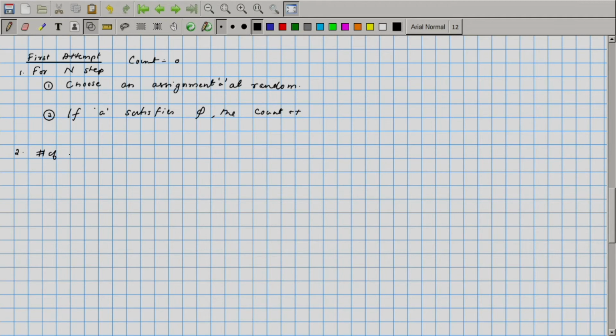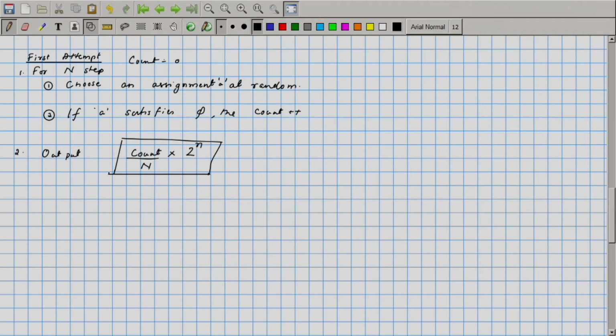so we are interested in the count. So, we will output, say, count divided by n, this is a fraction of satisfying assignments, multiplied by the total number of assignments. We had 2 raised to n assignments. Okay. So, we can round this off to an integer value, and that is going to be our output.